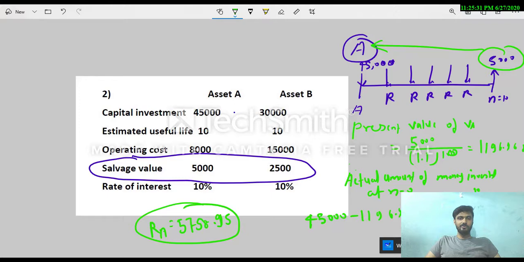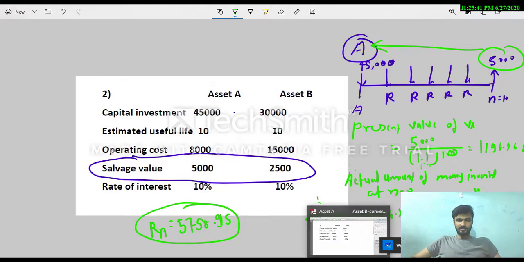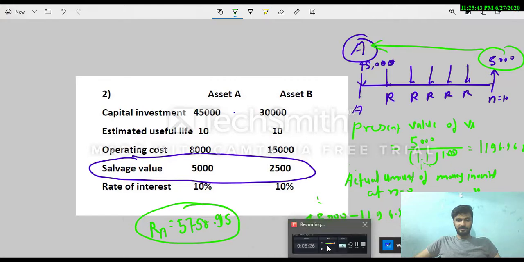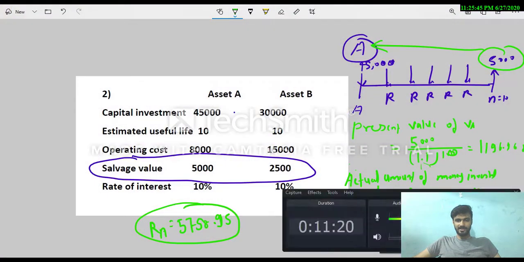Now if you want to calculate these things for project B, then how much amount of money you will be getting matters also. So we are going to calculate the amount of money that we are going to invest for the project.